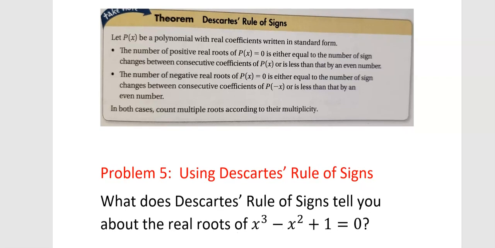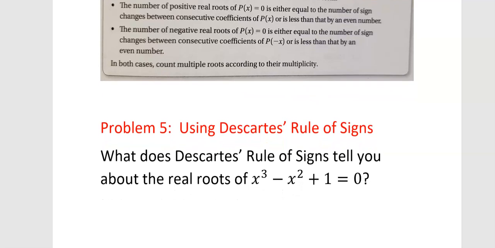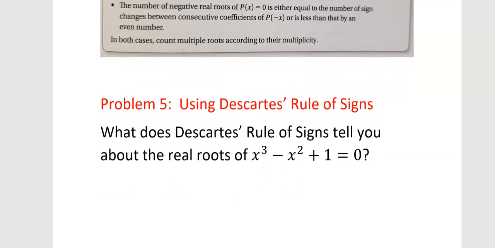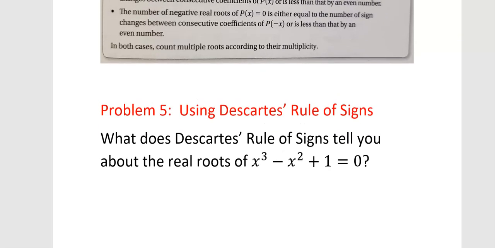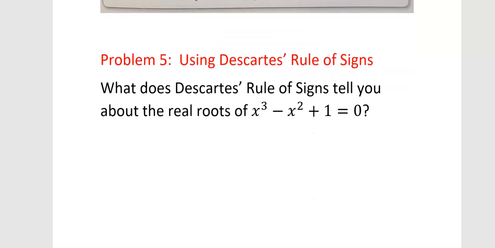This one, Descartes' rule of signs. This is kind of one of those checking things, and you guys can write the theorem down. If you had answers, how do you know how many positive answers you should have or how many negative answers you should have? That's what this thing does. So the theorem helps you check your answers to see if that actually makes sense.